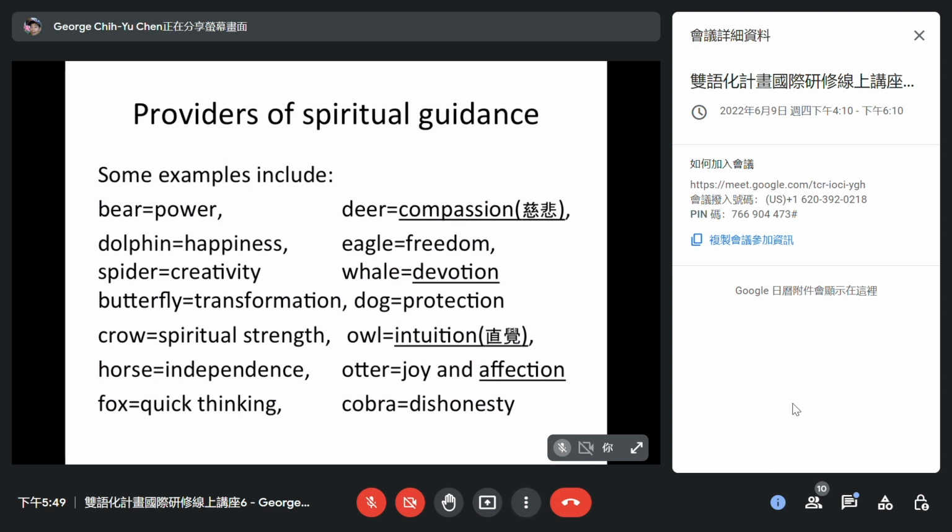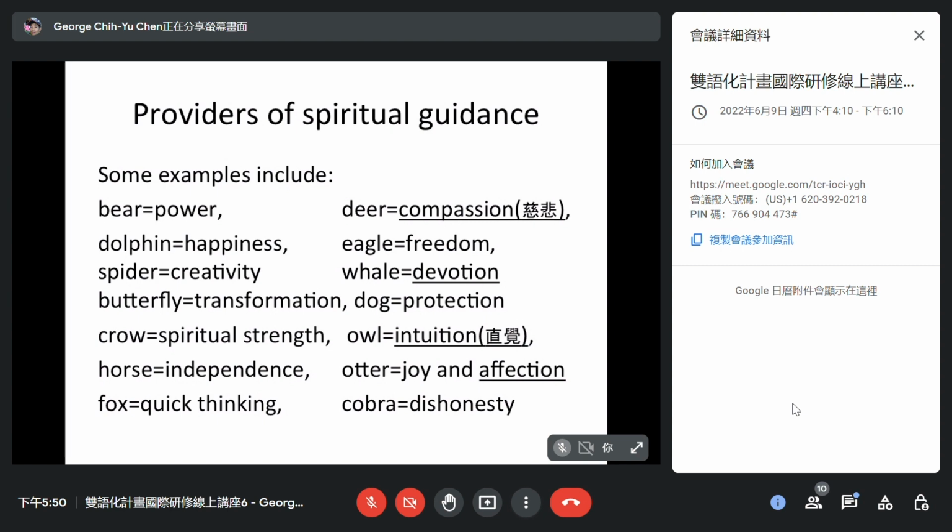The symbols can go on, and here are just some examples they have. The common examples they have, they carve on the totem poles. And if you are interested in investigating the spiritual guidance, I think they are quite interesting. There are other animals such as bats and wolves and things like that.